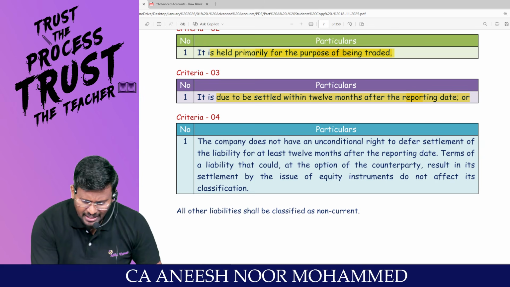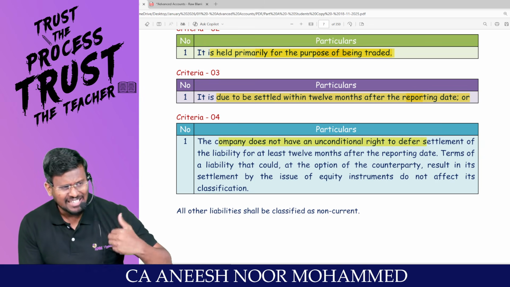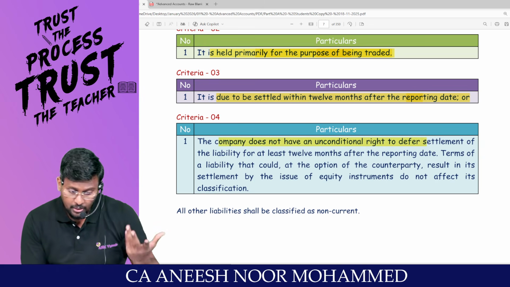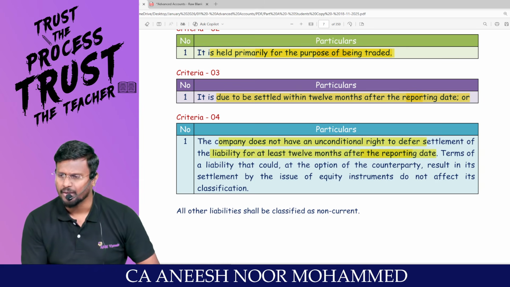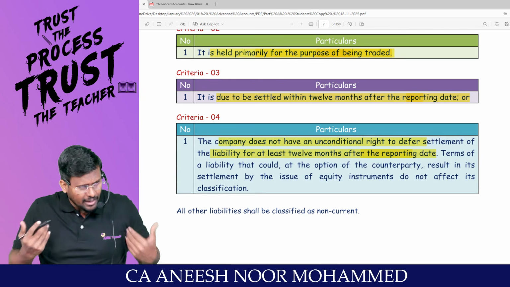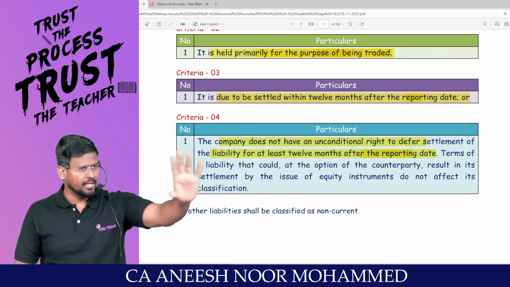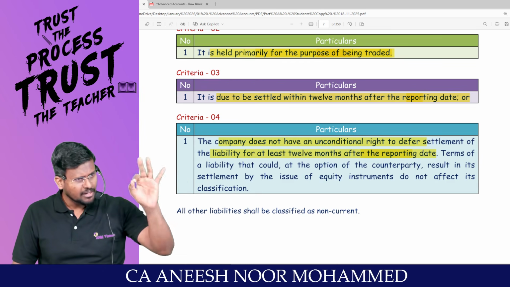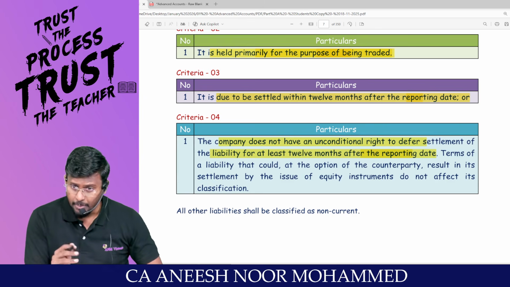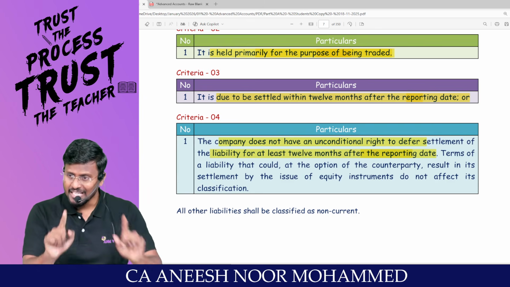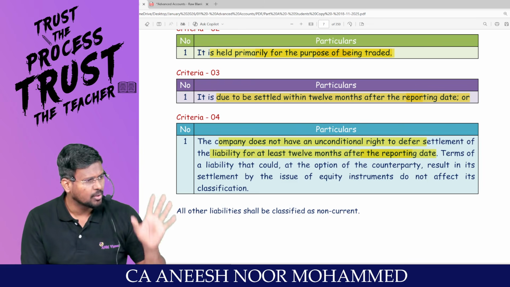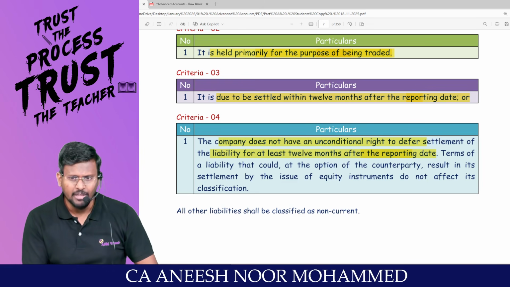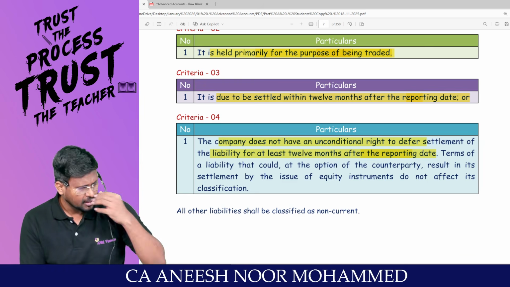And the company does not have any unconditional right to defer settlement of liability for at least 12 months after the what date? Reporting. Sir, I don't have the right to defer payment. Simply, terms of settlement have not been mentioned. When I should pay, it is not there. But I cannot defer more than 12 months. I have to pay within 12 months. For example, sir, dividend payable.